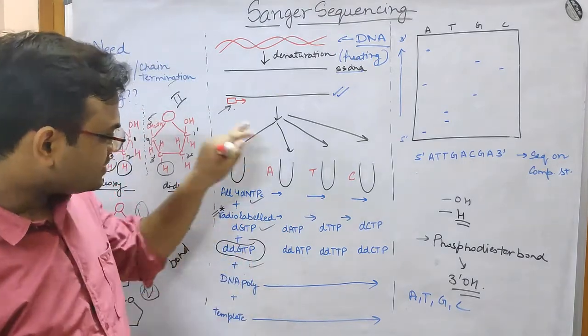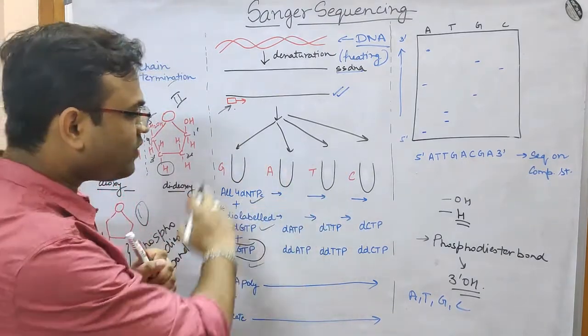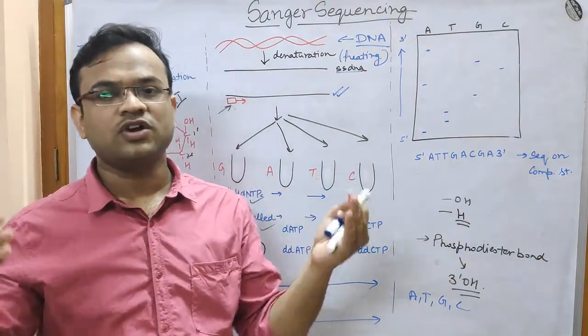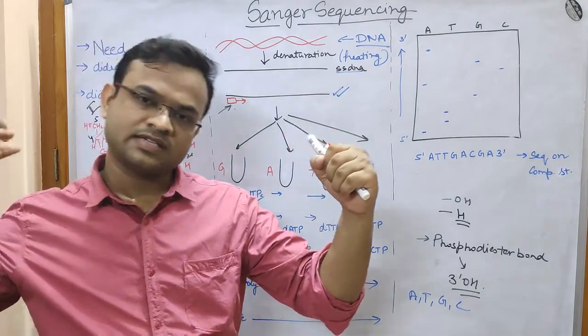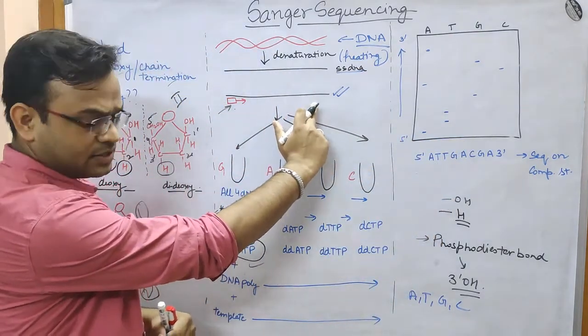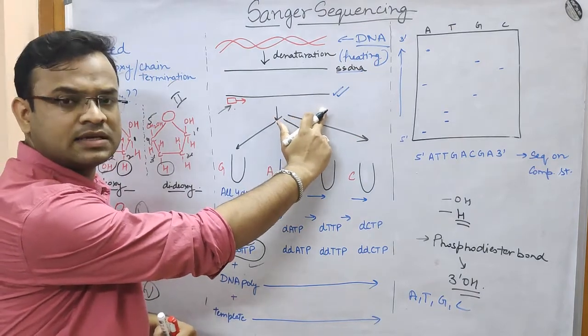Okay, so let us now understand this. We have provided all the conditions in order to make the DNA polymerase make a complementary strand to this particular strand. This is the template strand that we want to analyze.